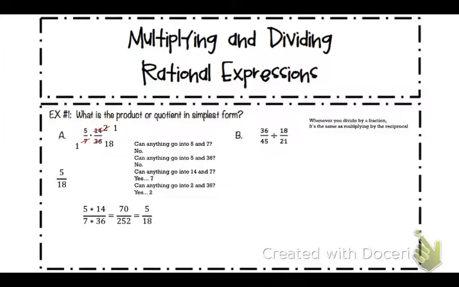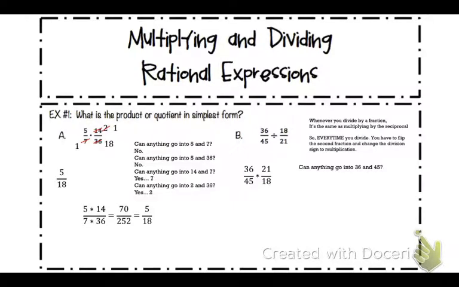So on division, dividing by a fraction is the same thing as multiplying by the reciprocal. If you don't know what the reciprocal is, that is just the fraction flipped upside down. So every single time you divide by a fraction, you have to flip the second fraction and change the division sign to a multiplication. So this becomes 36 over 45 times 21 over 18. Okay, and now we're just going to go through and we're going to simplify this.